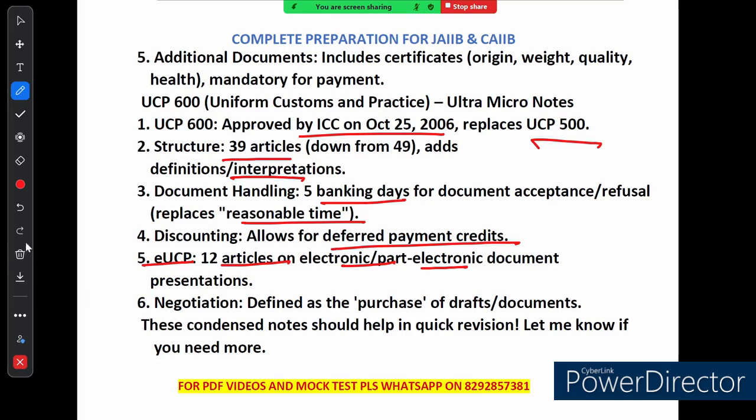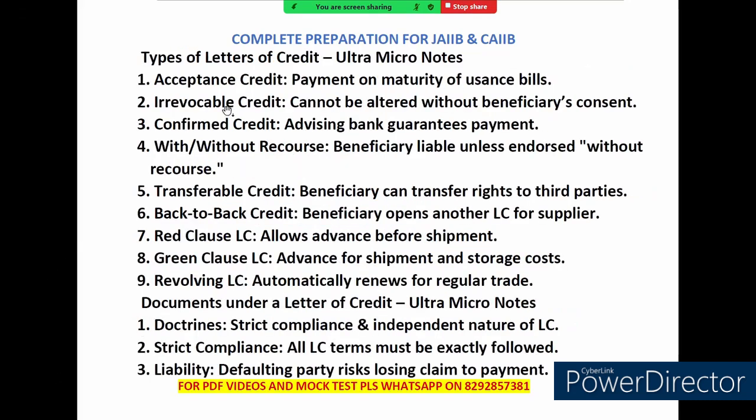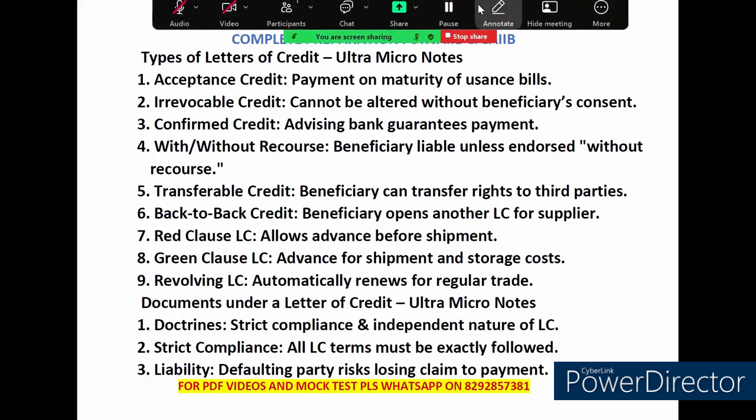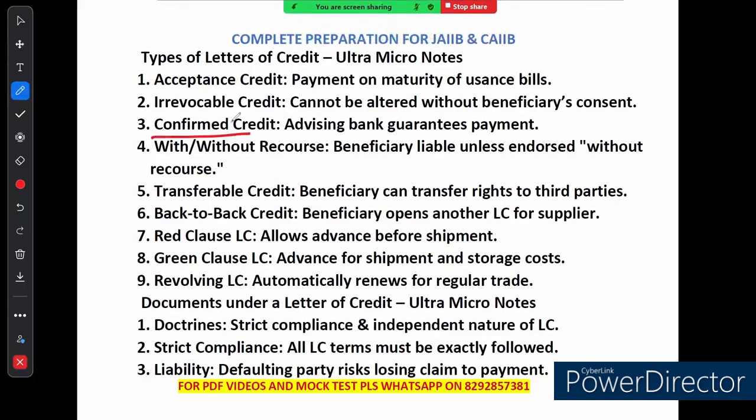Acceptance credit involves payment at the maturity of your bill of exchange. There is something called irrevocable credit. Once issued, this credit cannot be altered without the beneficiary's consent. There is something called confirmed credit. Here the advising bank guarantees the payment to the beneficiary, with or without recourse. In without recourse, the beneficiary remains liable unless it is marked without recourse. In with recourse, the beneficiary remains liable.